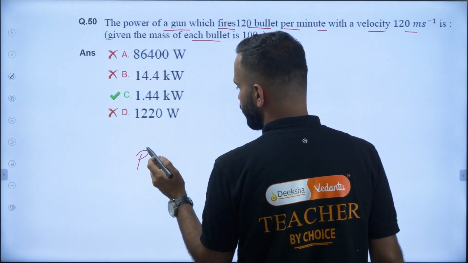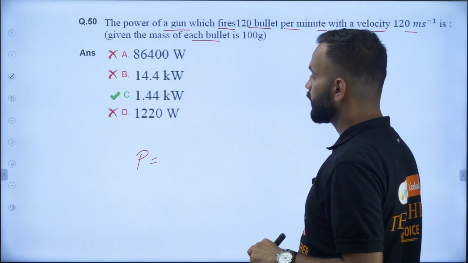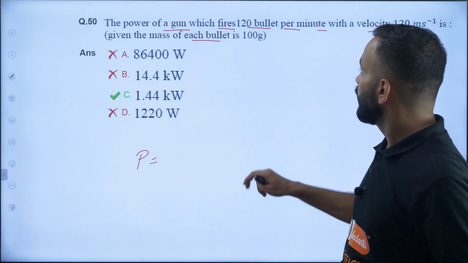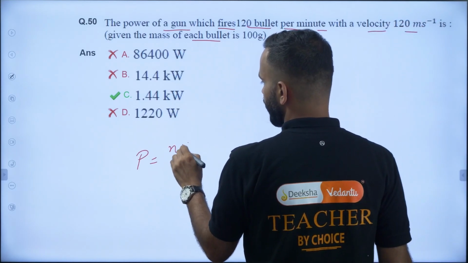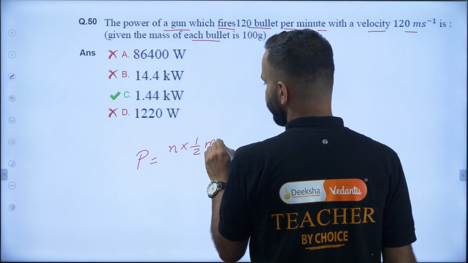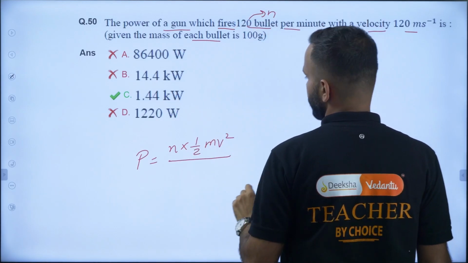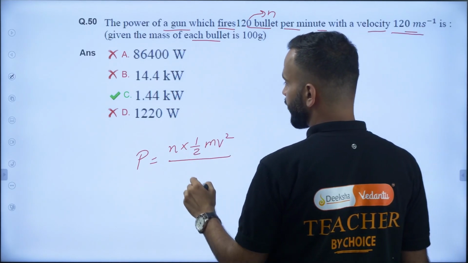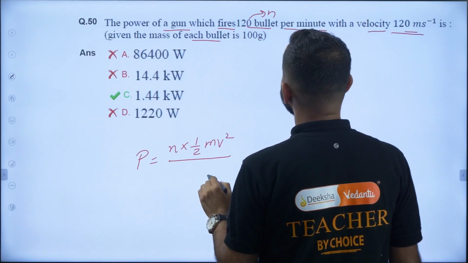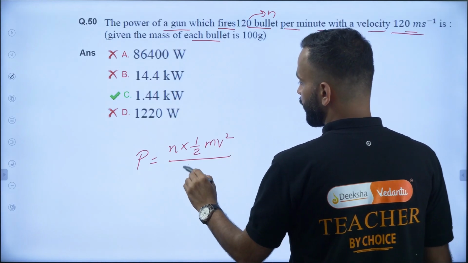So power is equal to energy divided by time. So what is the energy? Energy is the energy of the 120 bullets, right? So N into kinetic energy of each bullet, N is equal to 120. V is 120 meter per second, so divided by the time, which is 1 minute, right? So in seconds it will be 60.